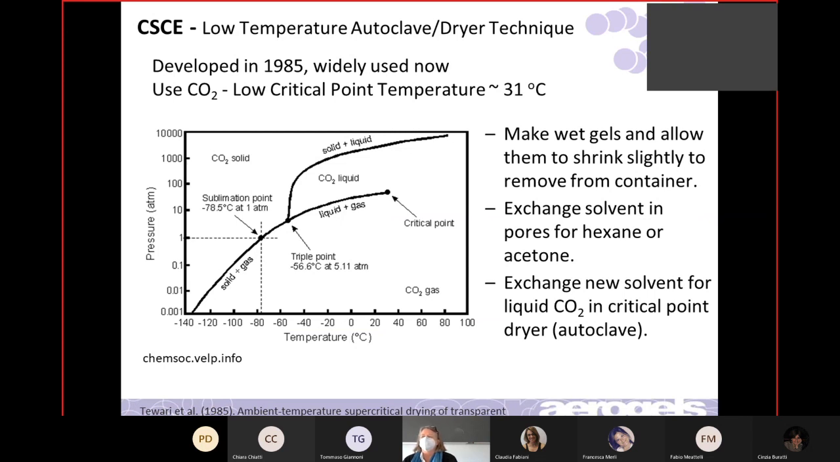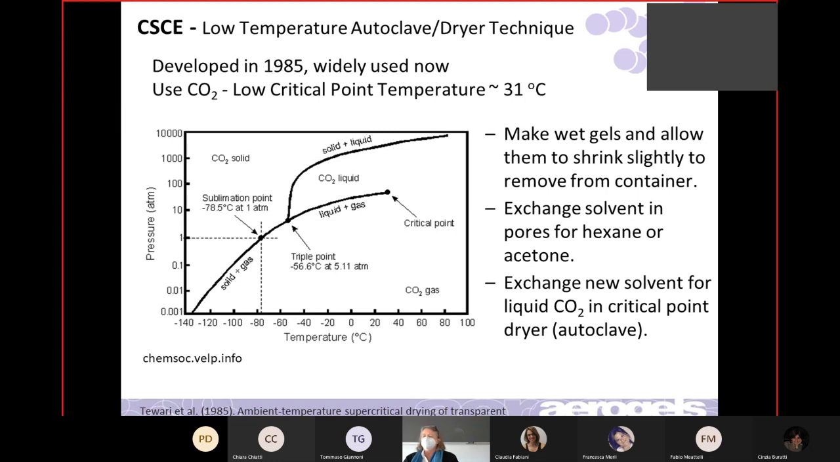So you do this step, and then you exchange the new solvent. So then you take your wet gel, which has shrunk a little bit, that you've soaked in hexane or acetone maybe for 24 hours or something like that. And then you put it in a critical point dryer or an autoclave. It's a pressure vessel. And you exchange with liquid CO2.